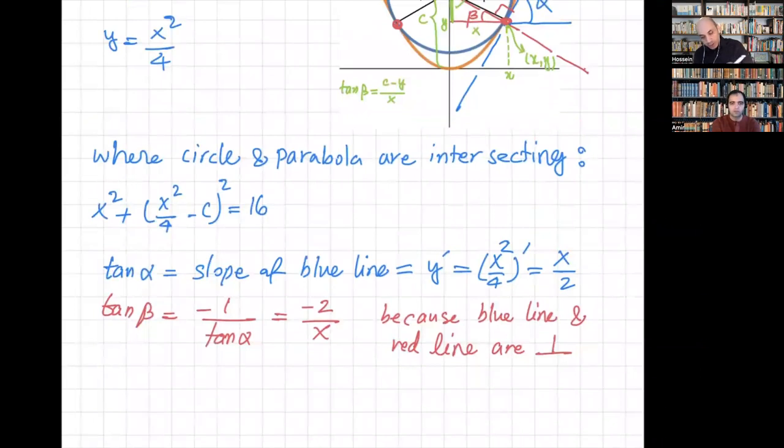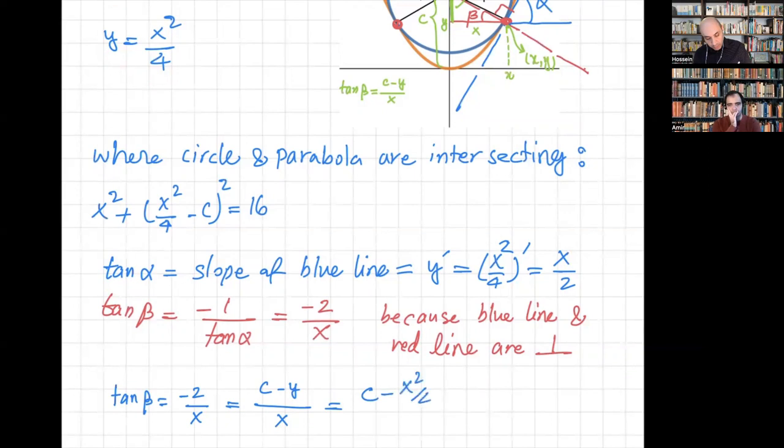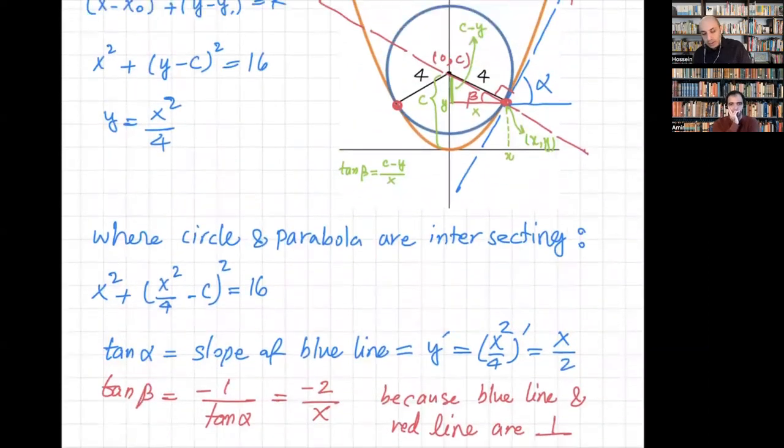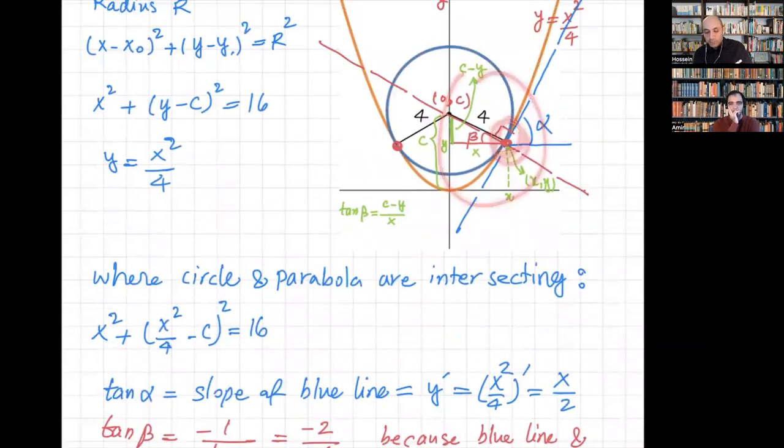Now, if I use this information, let me put that together here. So tangent of beta, which was -2 divided by x, is equal to c minus y divided by x. And then I replace y with x squared divided by 4, using the parabola relation, because the relationship between x and y is governed by the parabola equation. So I have c minus x squared divided by 4, divided by x. I'm going to focus on this side of the parabola, specifically this point, where x is greater than 0.